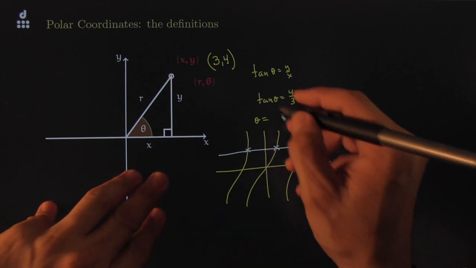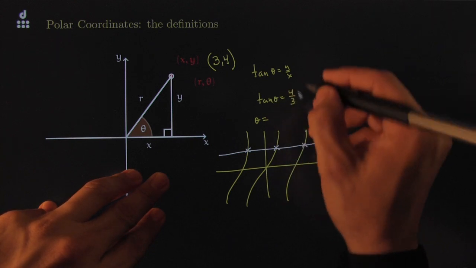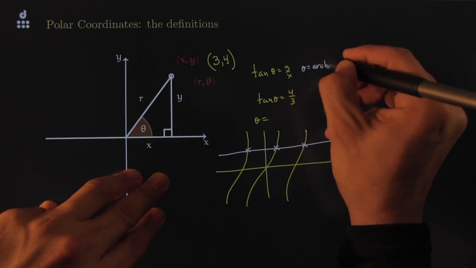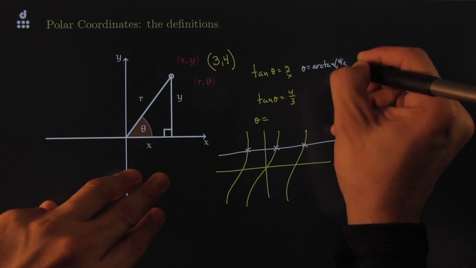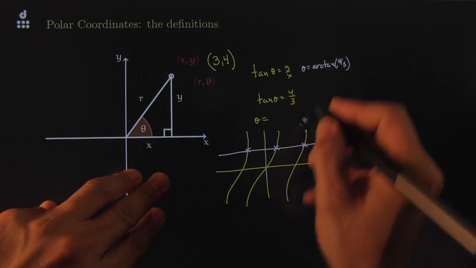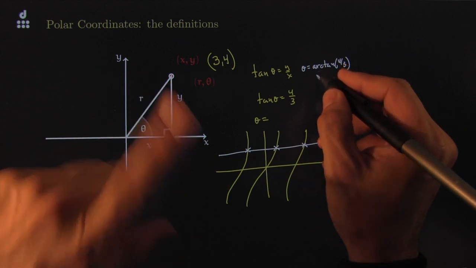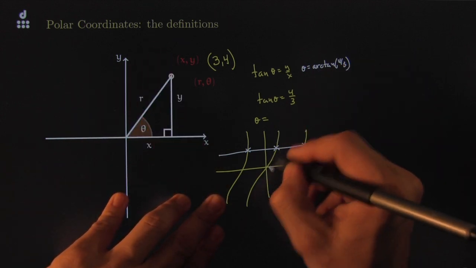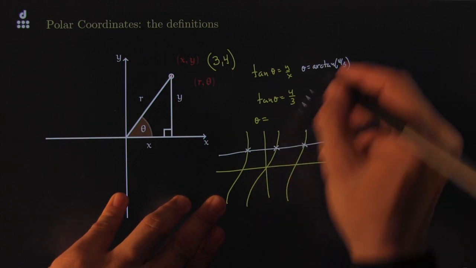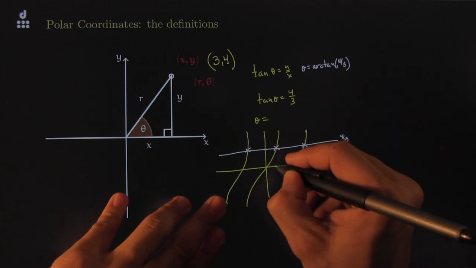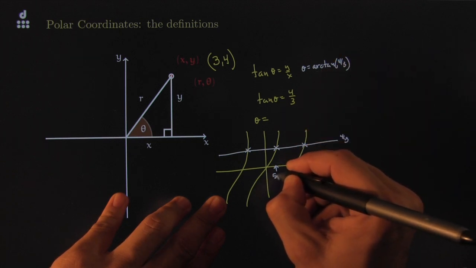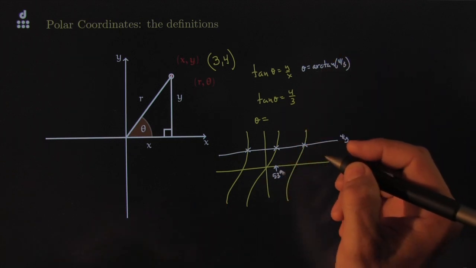Well, you could put it on a calculator. You could say theta is equal to arctangent of 4 over 3. But that's not really the complete story. The calculators will give you one value, the one that falls in the standard domain and range for the arc function, in this case between 90 and negative 90 degrees. That's the one the calculator will give you. It'll probably give you something like 53 degrees.